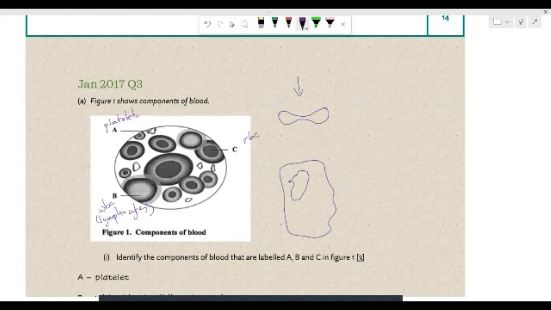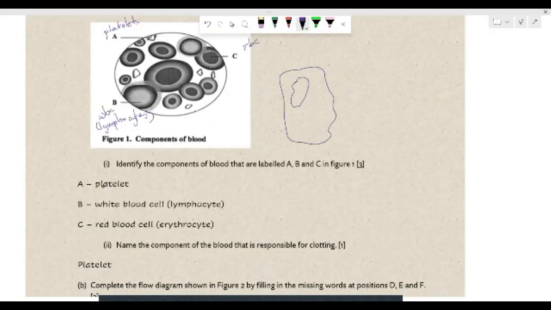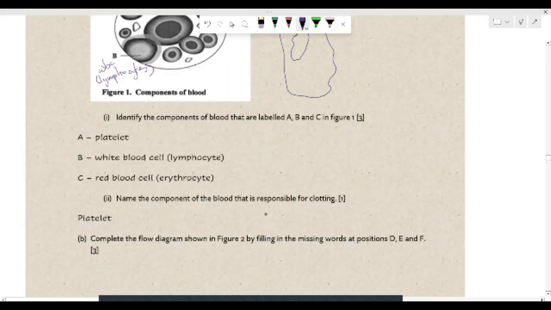So that's one way you can tell the difference and not get taken in by this and think it's a nucleus, right? So we have A is platelets, B is white blood cell, C is red blood cell, right? And of course, the platelet is responsible for clotting, right?